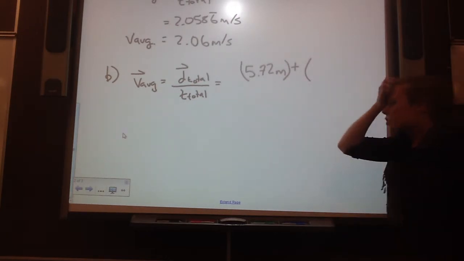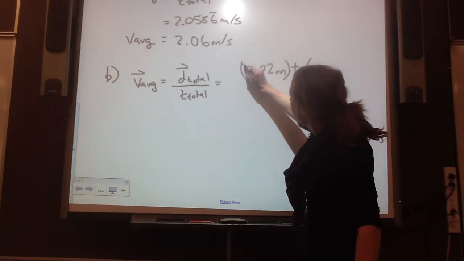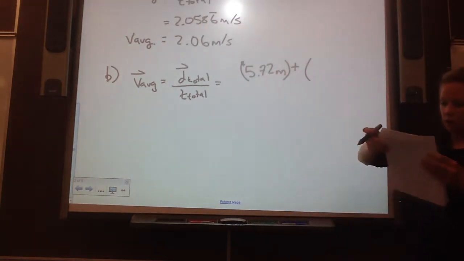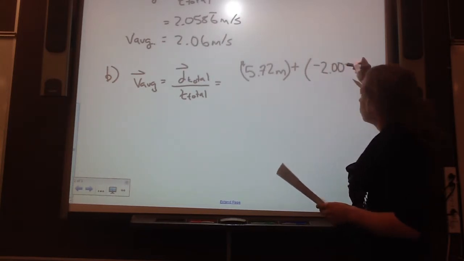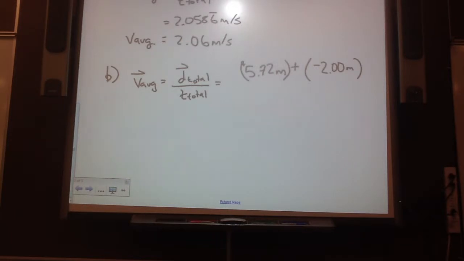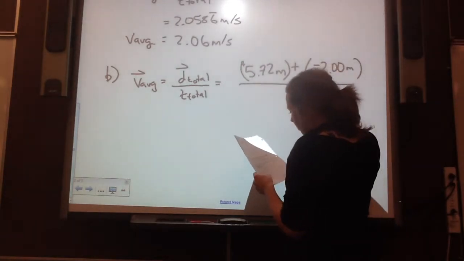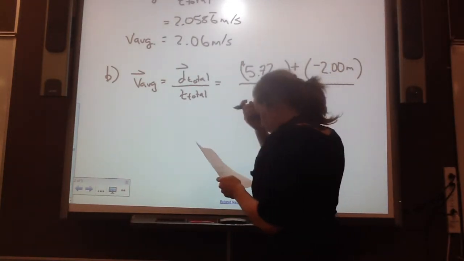Okay. So this is my north direction. So it stays as a positive. It's north. Then I add my negative direction of 2 meters south. I don't need to write south in because I exchanged the south with a negative symbol. I said south is a negative direction, so I put a negative sign. Divided by 3.75 seconds.